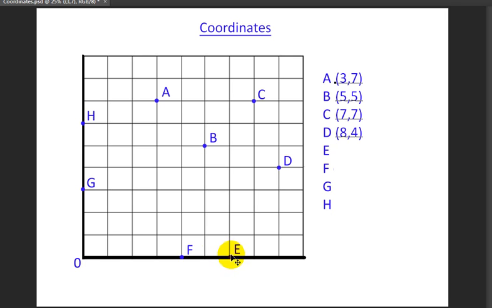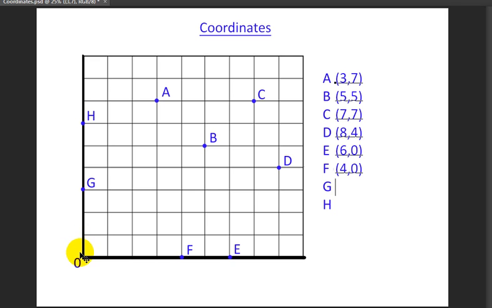And then what do you do when the point is exactly on one of the lines? Well, I need to go 0 steps up, so I'm going to put 0. So again, 6 steps to the right, and then 0 steps up. The same is true for F. F is 1, 2, 3, 4 steps to the right, and then 0 steps up. So 4, 0 are the coordinates of F.